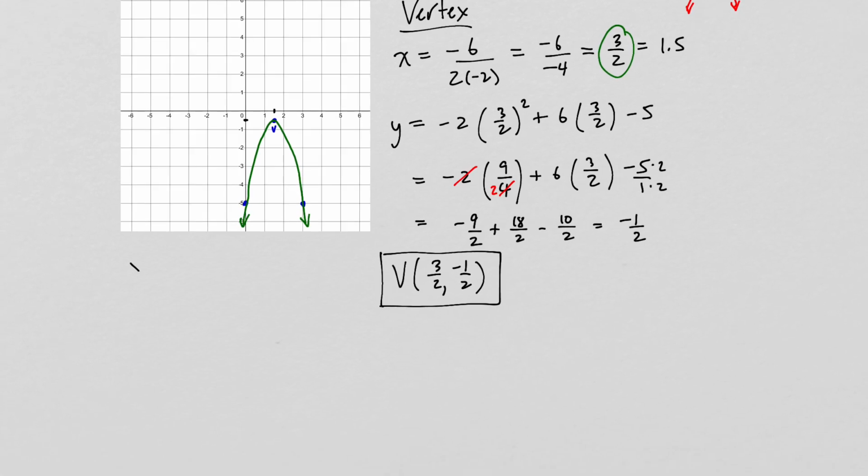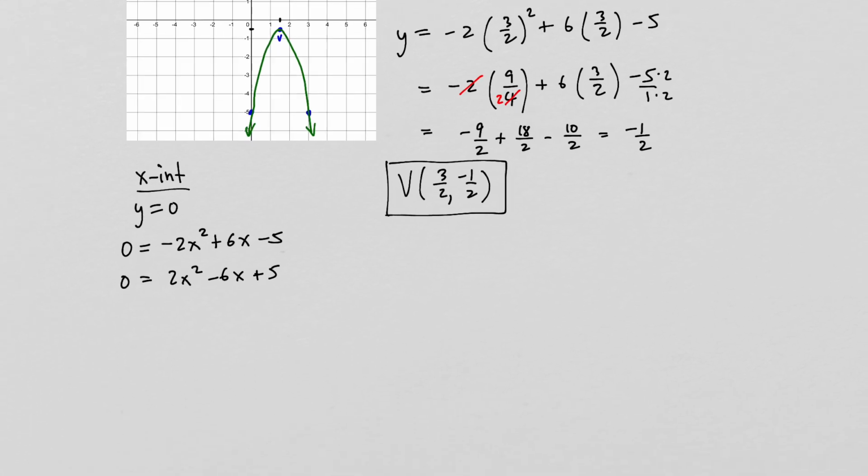Now, what if you tried to find the x-intercepts? So, of course, to do that, you would let y equal 0. And if you let y equal 0, you would get 0 equals -2x squared plus 6x minus 5. Now, I would multiply both sides by -1, just because I don't like having a negative number in front of my x squared. And then I can use the quadratic formula to solve for these x-intercepts.